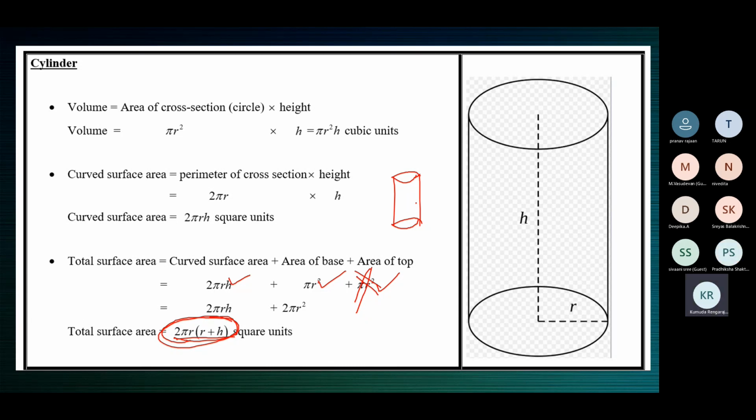Tumbler means it's open at the top. It will definitely be covered below. Otherwise, how will it hold water? The tumbler is open at the top and covered at the bottom. Only then it can hold some liquid. Pipe means it's open at both ends. So you should read the description of the cylinder carefully.